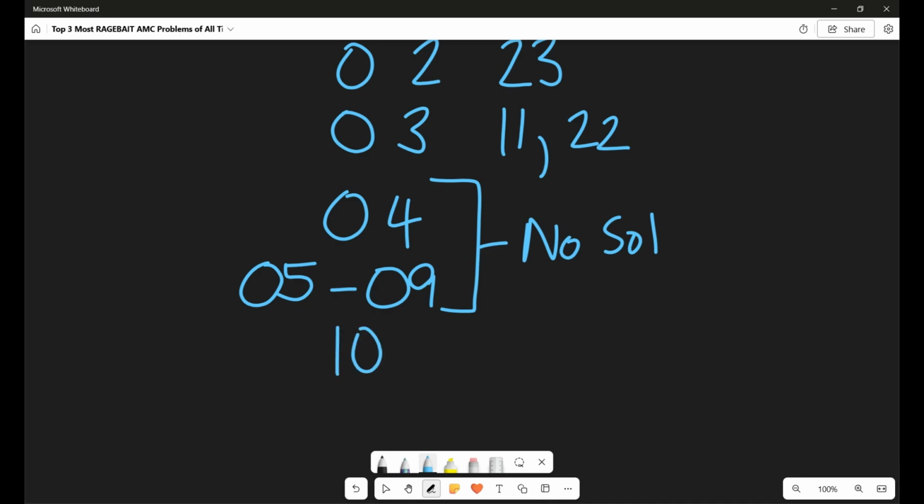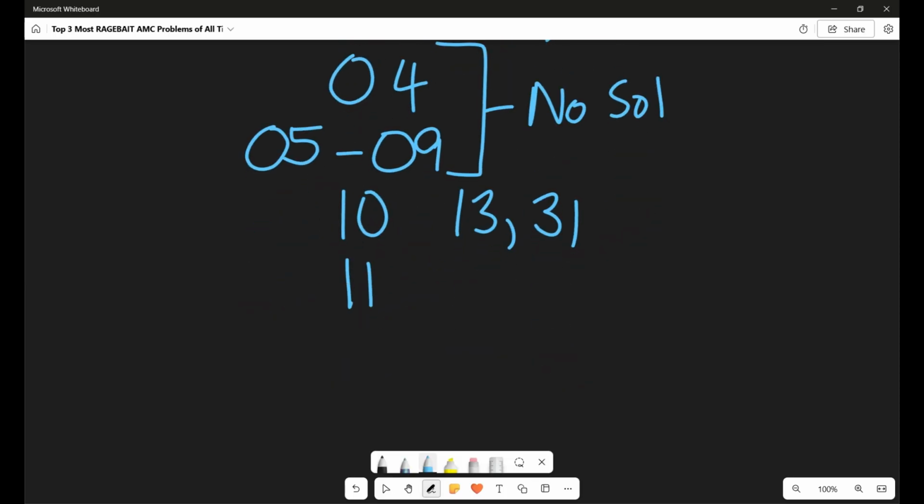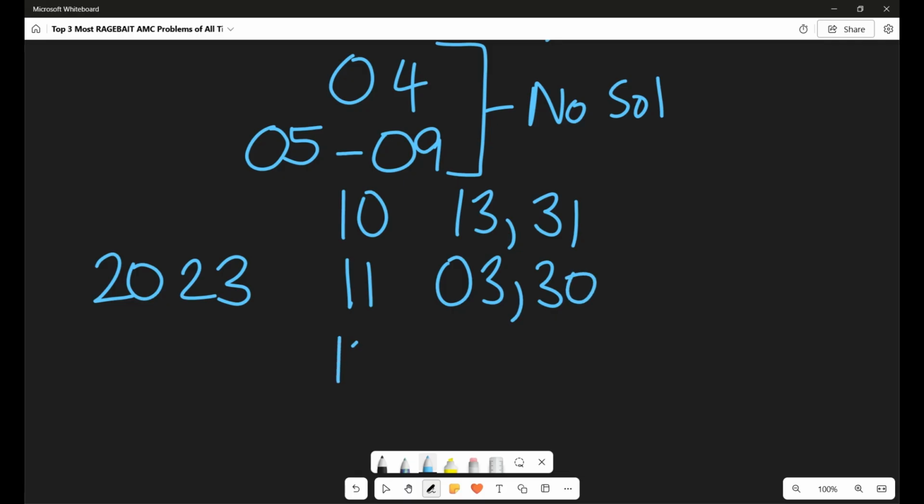Now for 10. So we have 2 2s, 2 zeros, a 1, and a 3. So again, we get 1, 3 and 3, 1. For 11, and I'll rewrite 2023 here. Now we have 2 2s, 2 1s, a 0, and a 3. So we can have 0, 3, or we can have 3, 0.